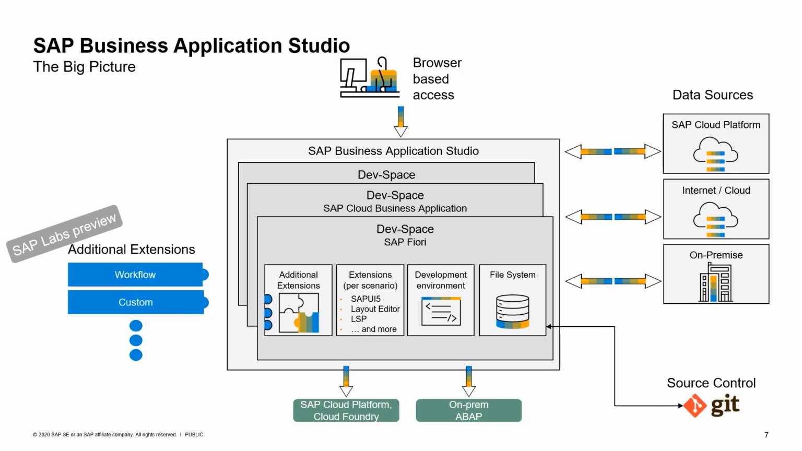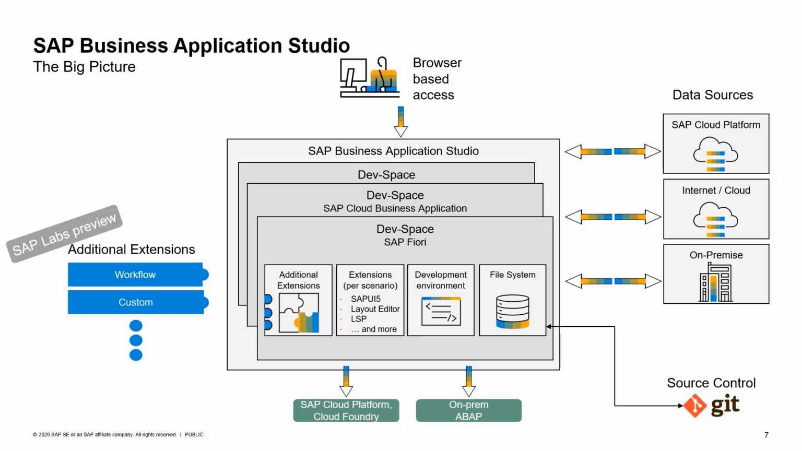I would like to show you the big picture of the product. I'll start with the developer. All the developer needs is a machine running a browser and connected to the internet, as App Studio is browser-based access. In the center of the diagram, you can see App Studio with available dev spaces of various types. In our example, you can see a dev space for SAP Fiori development.